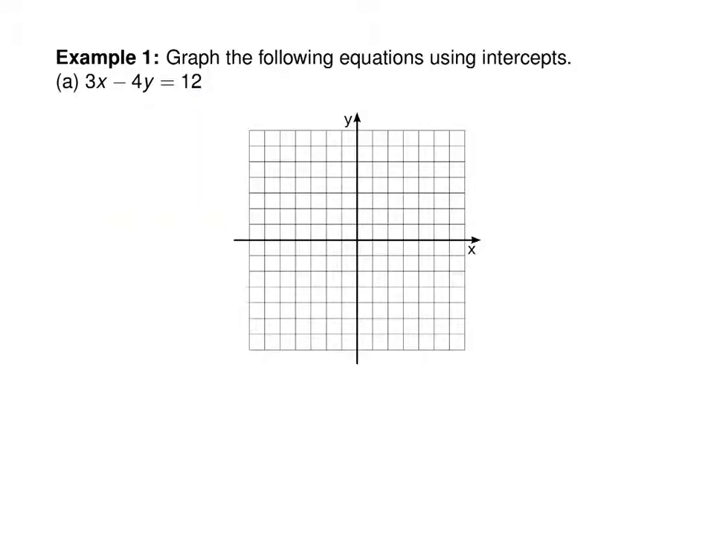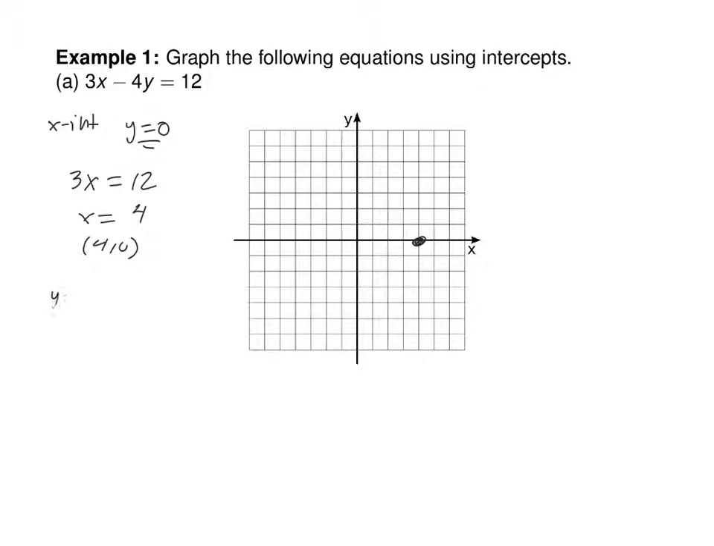All right, so graph these lines using intercepts. First let's find the x-intercept by plugging in 0 for y. That gives us 3x equals 12. Does that make sense? Some people call that the cover-up method, because you can just cover up the y term like it's not there. And so you get x equals 4. That's the ordered pair 4 comma 0, so over 4, up nothing.